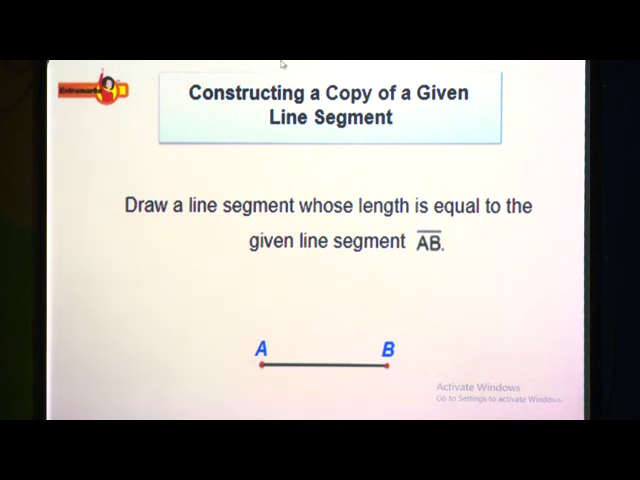Next example, constructing a copy of a given line segment. Now we have seen how to construct a line segment. We have to construct a copy, which means the same as line segment AB. Draw a line segment whose length is equal to the given line segment AB. What was the line segment? The length of the line segment AB that we constructed earlier is 4.5 centimeter. Now here also we are going to construct the same line segment, which is the copy of the previous one.